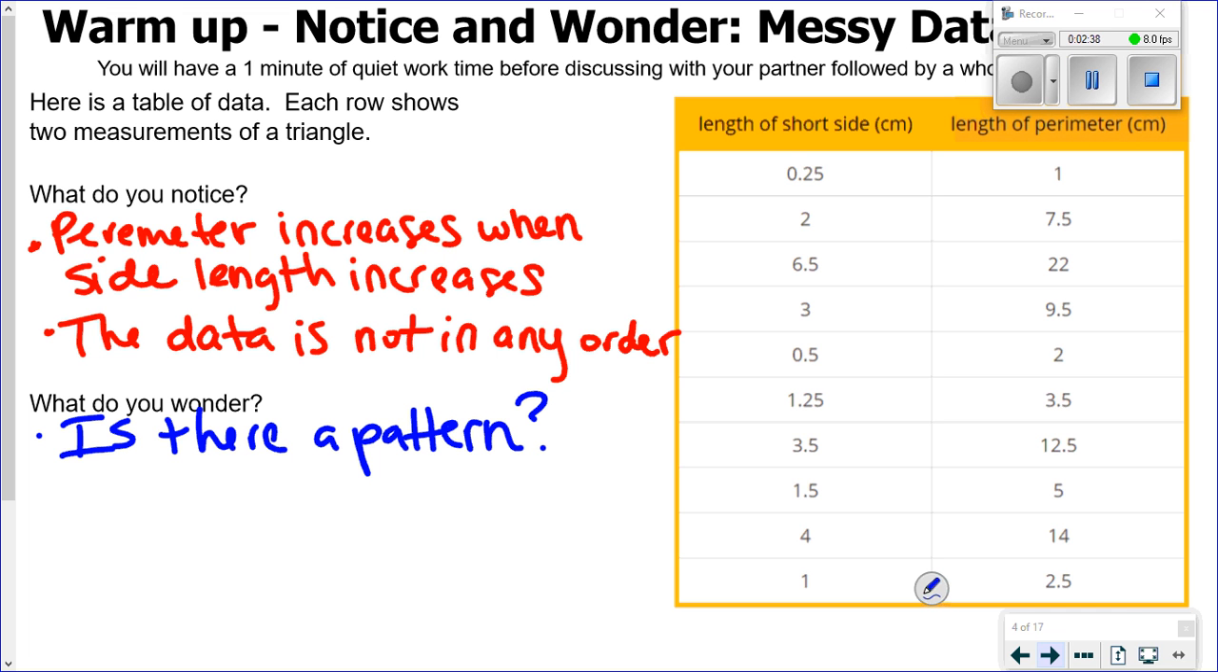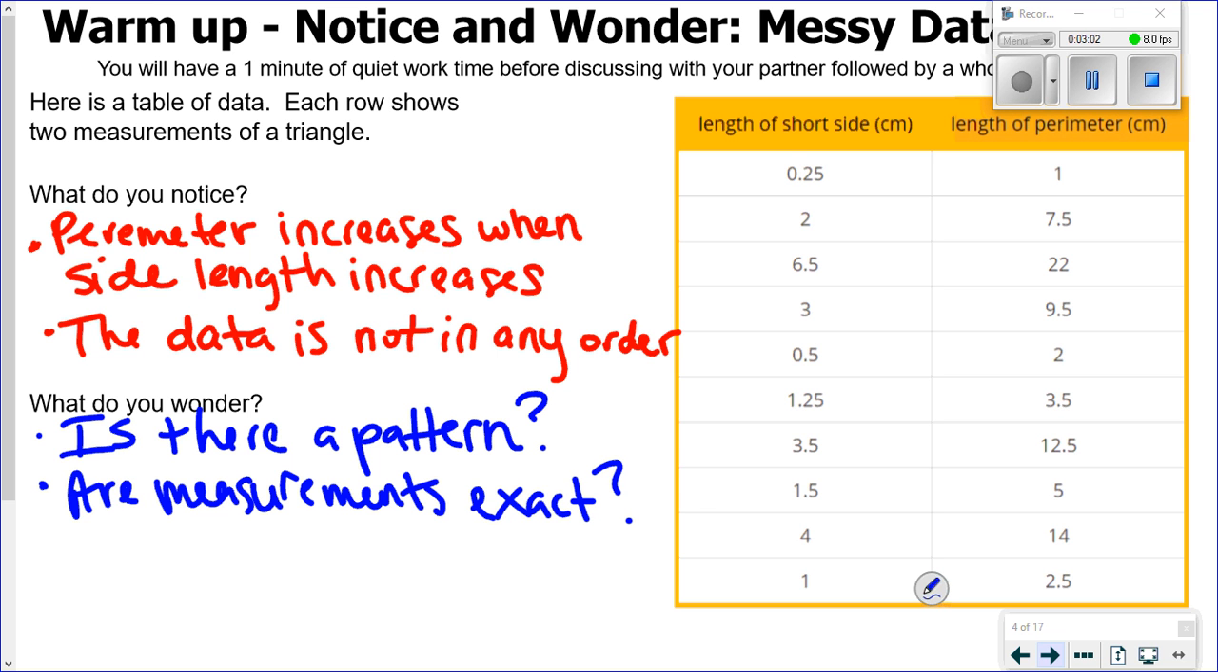I also wondered, are the measurements exact, or are those rounded measurements? Like that 0.25, or the perimeter when it was 7.5 or 9.5, are they rounded to the nearest half, or are those exact? And then my last wonder was just, why these triangles? Is there any specific reason why these measurements were chosen, or are they just kind of random measurements?